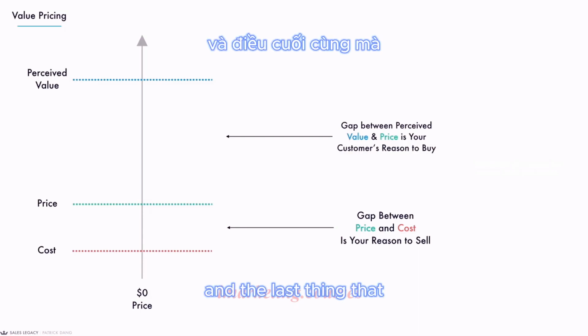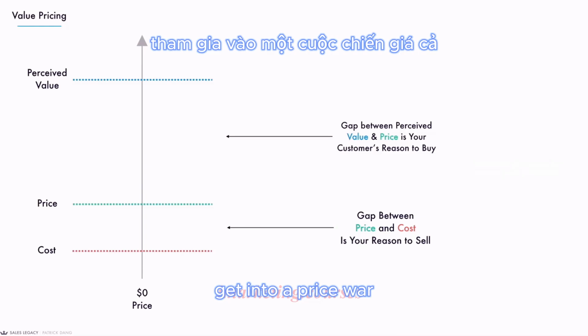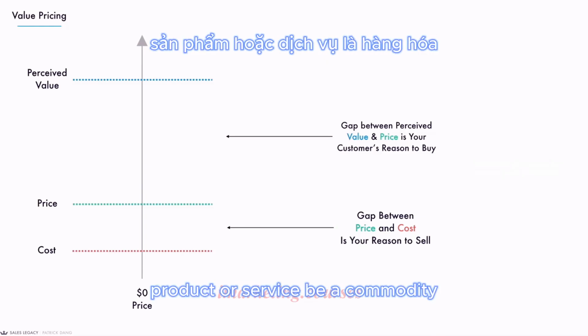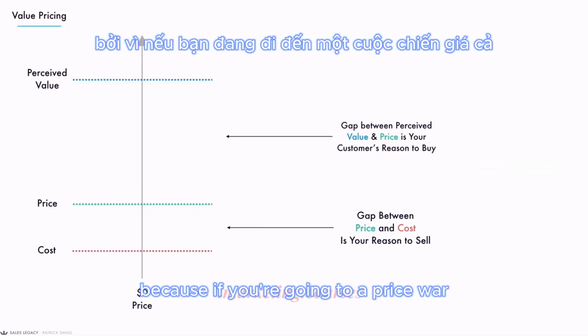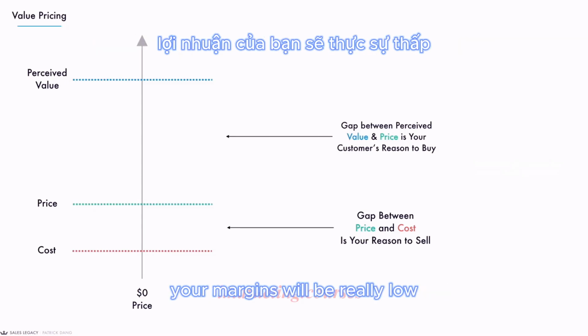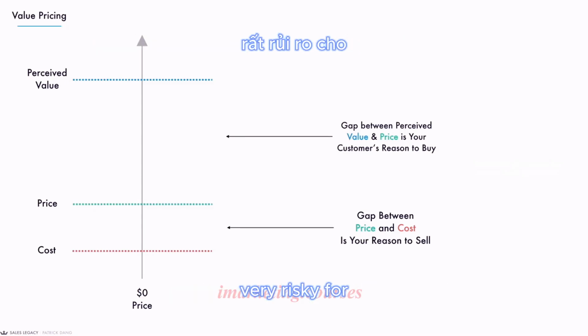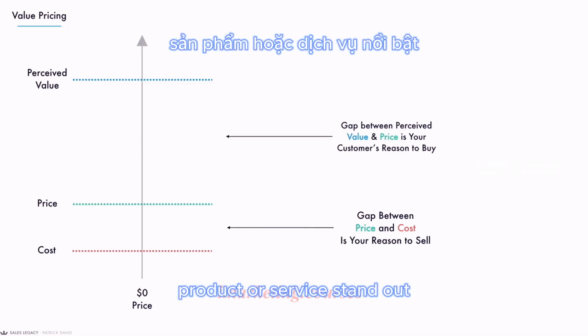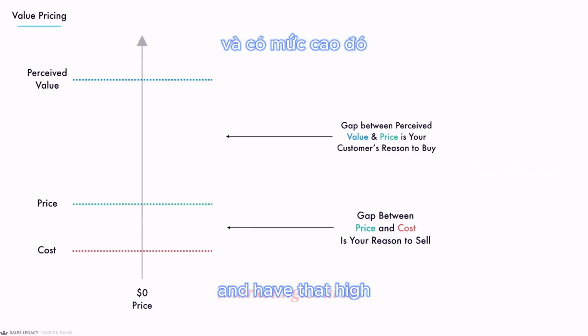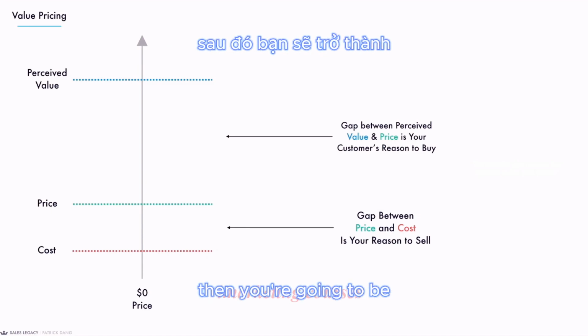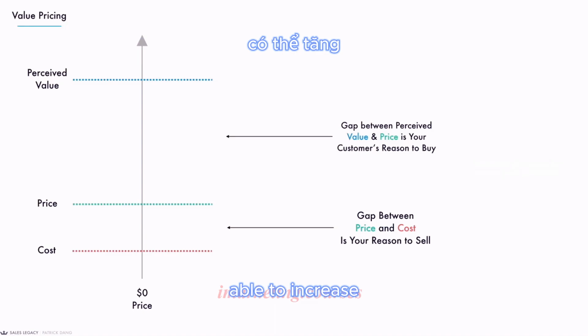And the last thing that you want to do is get into a price war and have your product or service be a commodity, because if you go into a price war, your margins will be really low and it becomes very risky for your business to become more profitable. However, if you find a unique thing that can make your product or service stand out and have that high perceived value, then you're going to be able to increase your prices.